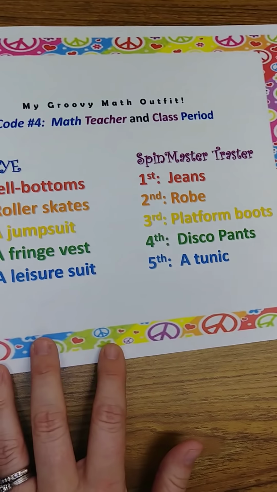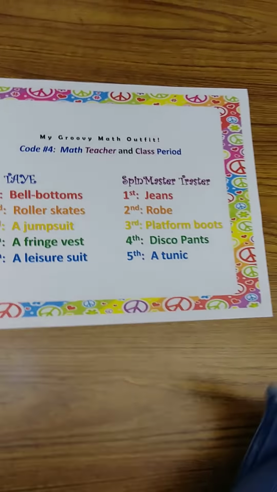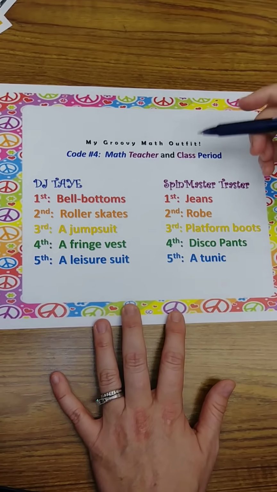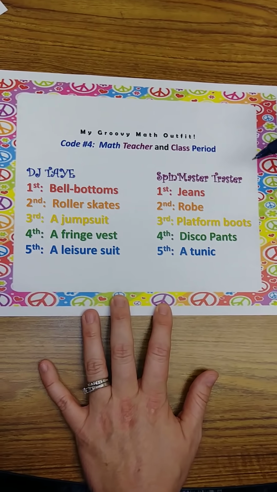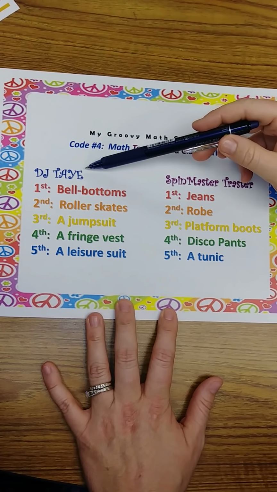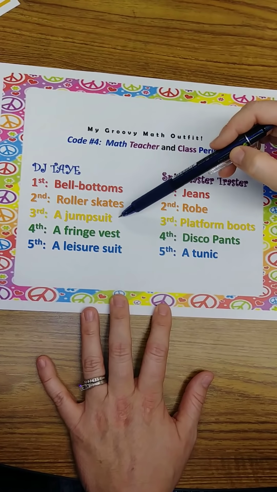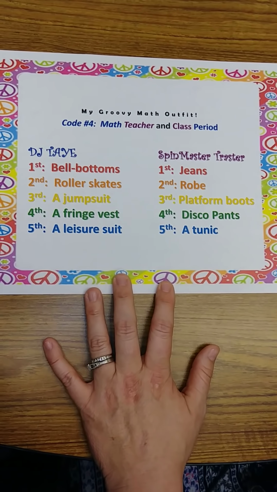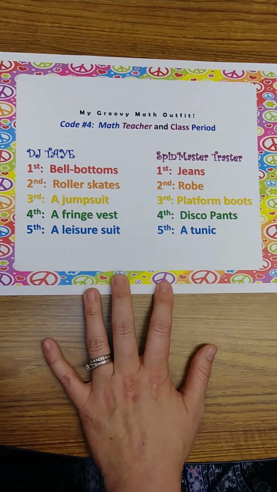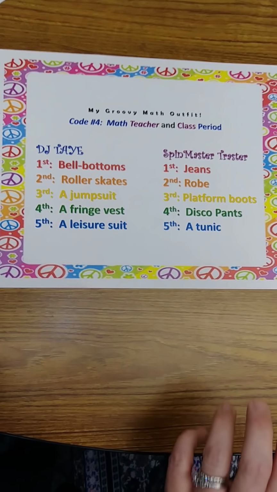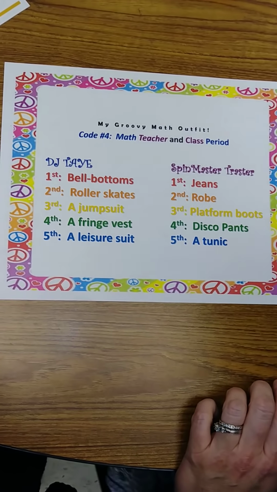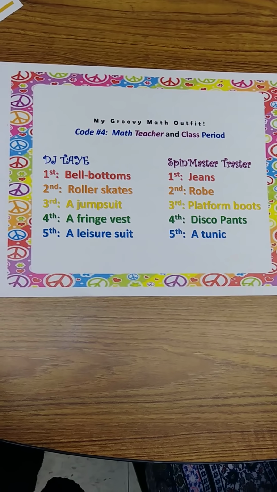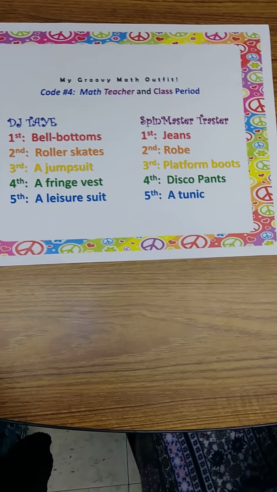So our last code, here it comes. You have made it to the end. All right. So our last code is math teacher and class period. Every time, we always finish with this one. So if you are with DJ Tay, first period, second period, third, fourth, and fifth, make sure you're picking your right code. If you are Spin Master Traster, here you go. You've got your codes. And then on your sheets, you have one other job that you have to complete.